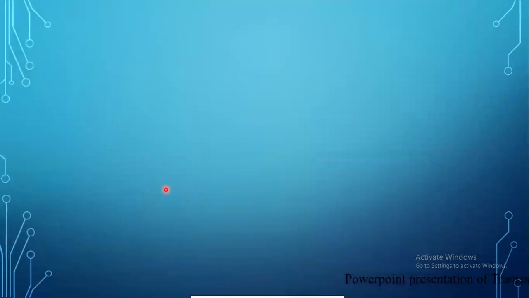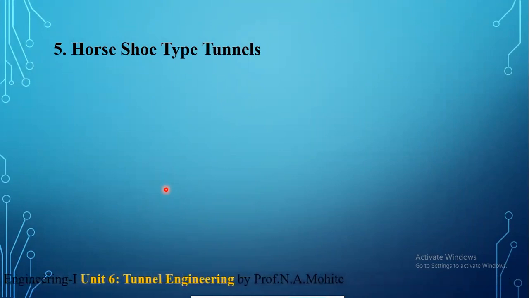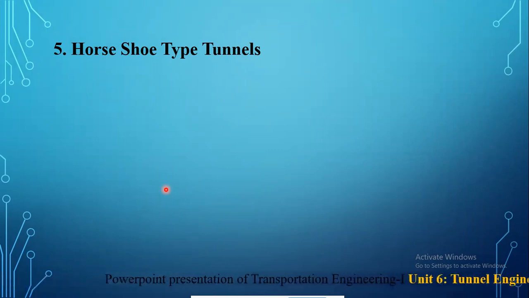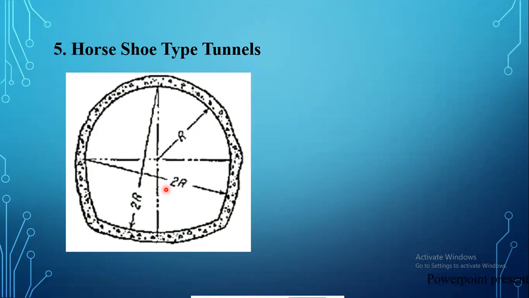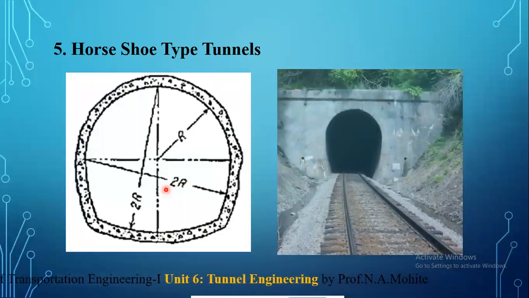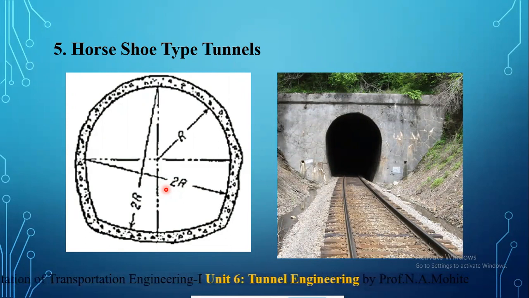Next type is nothing but horseshoe type tunnels. So that is the other type. This horseshoe type tunnel shape is a combined shape of arches and circular tunnel. This type of tunnel shape is quite popular nowadays, and such horseshoe type tunnels are being used.